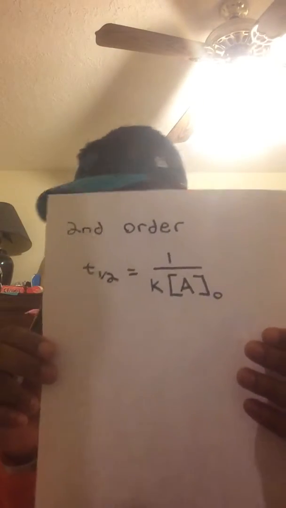The second order reactions, the half-life is expressed as half-life equals 1 over the rate constant times the initial concentration of the reactant. So it's derived as such.